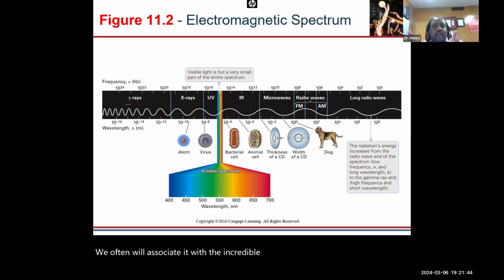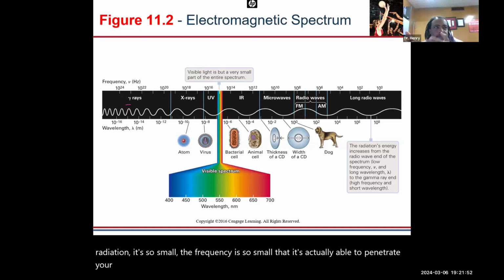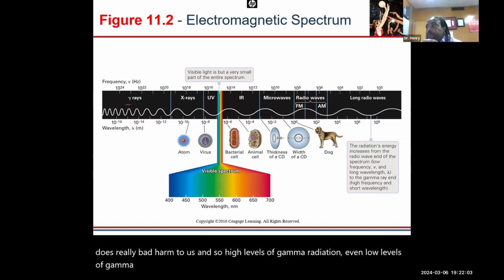But in the case of gamma radiation, the wavelength is so small that it's actually able to penetrate your cells and also the nucleus and shred it to bits and pieces. Gamma radiation does really bad harm to us. Even low levels of gamma radiation cause us tremendous harm.